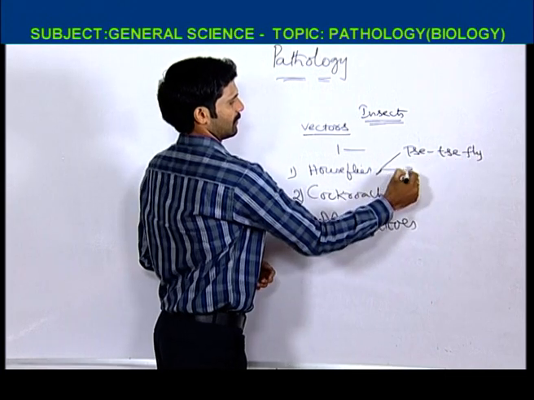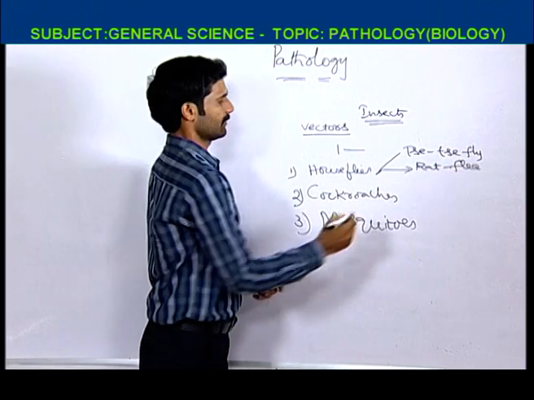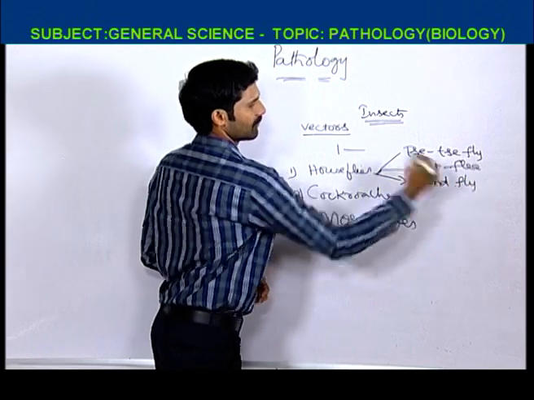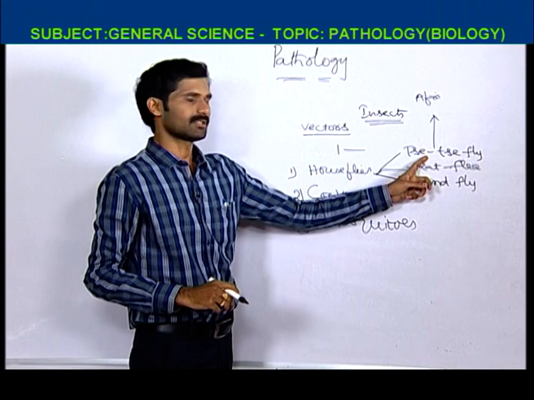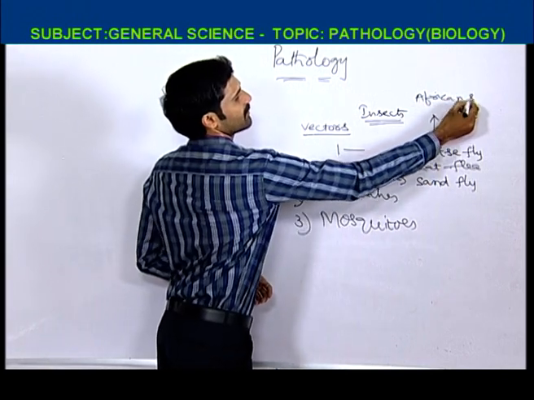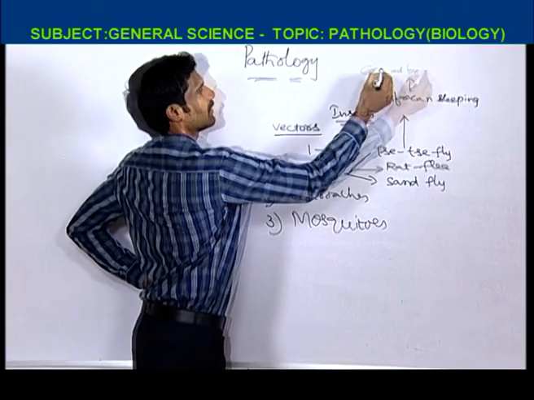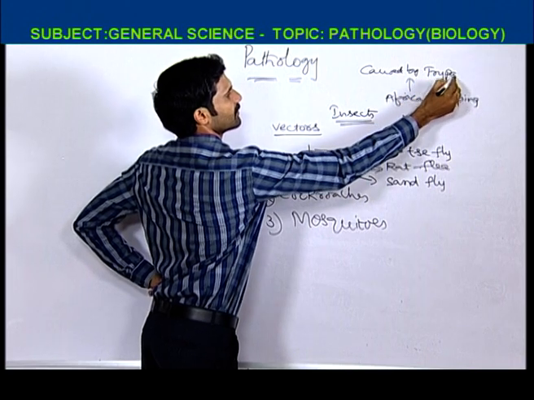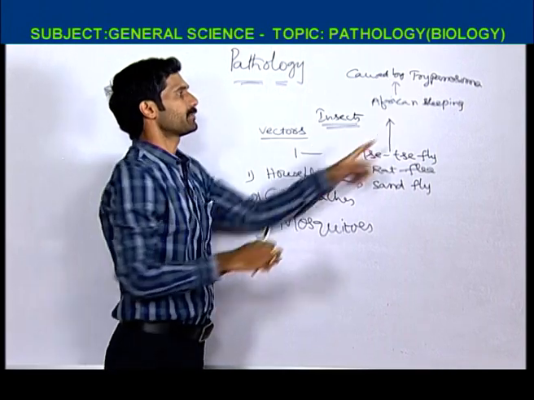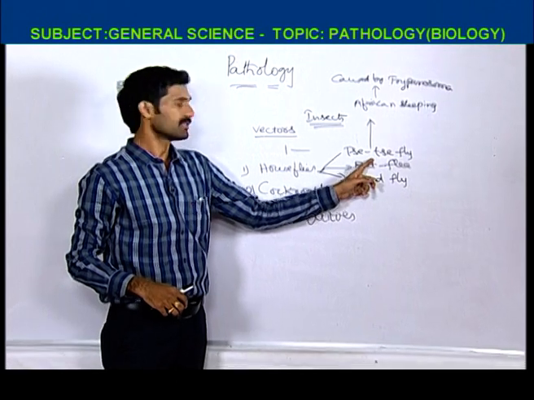Disease-causing houseflies, the tsetse fly, next the rat flea, next the sand flea or sand fly. The tsetse fly spreads African sleeping sickness. African sleeping sickness is caused by Trypanosoma gambiense. This is the pathogen, and the tsetse fly is the vector.